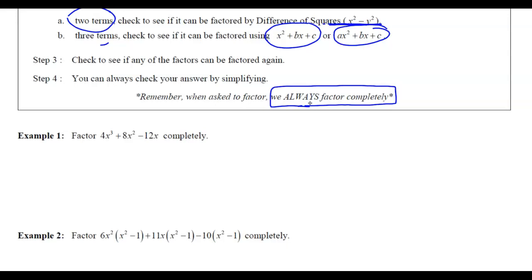So take a look at this next one here. It's got an x cubed, x squared, x. Well, that's not really of the form that we know how to factor right away. It is a trinomial, so look for a common factor. Who can tell me what the greatest common factor of that is? 4x. So when we factor out the 4x, we're left with x squared plus 2x plus, minus 3.